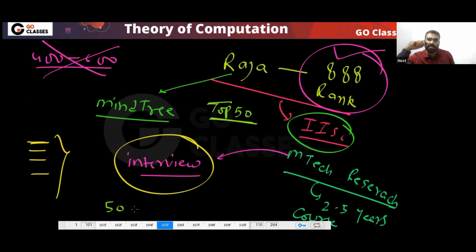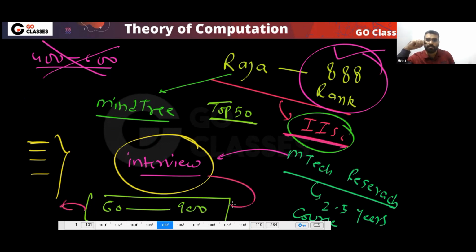But if your rank is from 60 to 900, and you want ISC, you can still get ISC through interview. And in the interview, they will ask you for proof. Whatever comes out of your mouth, they will ask you for proof. If you say that, sir, this will happen, they will ask you to prove it.